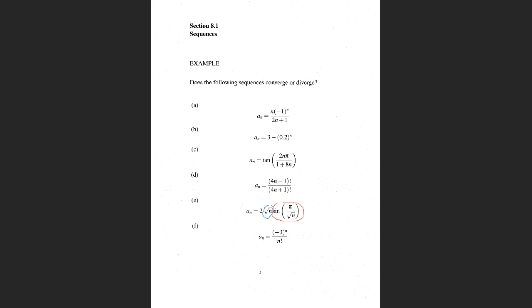What's the square root of n go to? It goes to infinity, right? So you have something going to infinity. And then the sine of pi over root n, that's going to approach the sine of what as n gets large? What's pi over square root of n? What's that angle approach as n gets large? 0. That's right, Nathan. And what's the sine of 0?